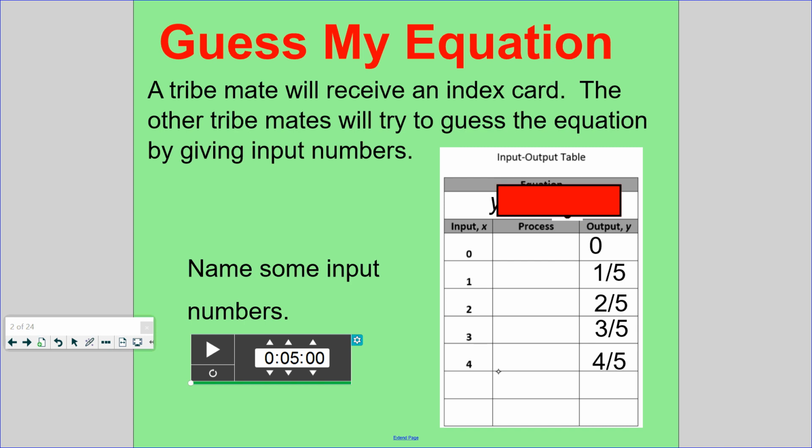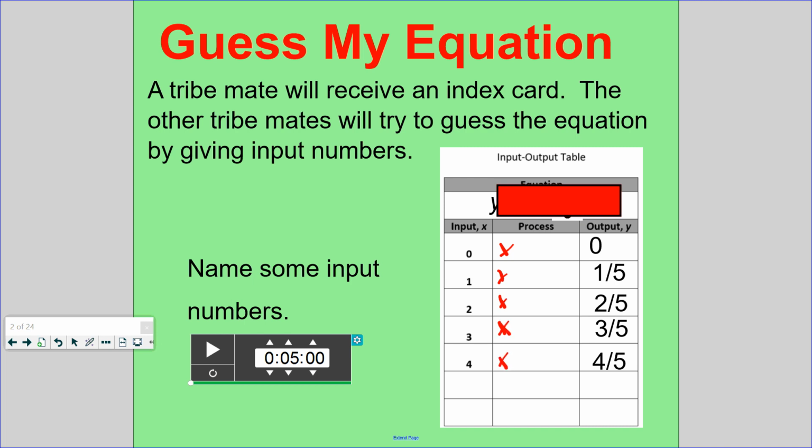So let's try additive. Can you add anything to 0 so it becomes 0? 0 plus 0. But if you add 0 to 1, how can it become 1/5? So I don't believe it's going to be additive. I think you're going to have to multiply by something. But the question is, what are you multiplying by?